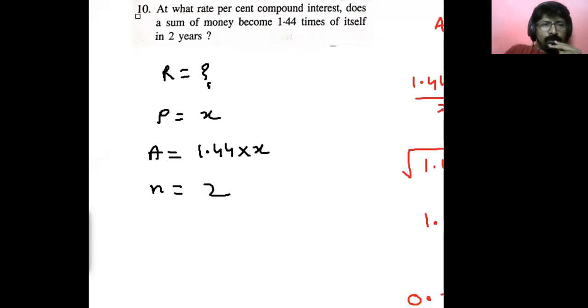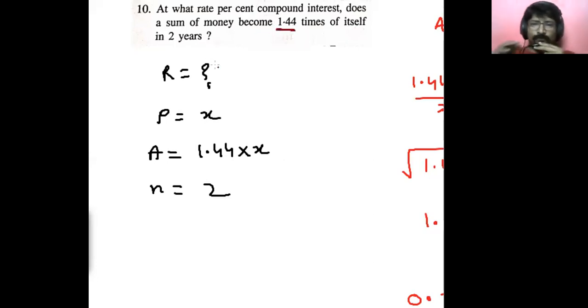Okay, let's move ahead with the next question, guys. I hope you finished writing that question number 8. And now, what is the question? At what rate percent compound interest does a sum of money become 1.44 times itself in 2 years?